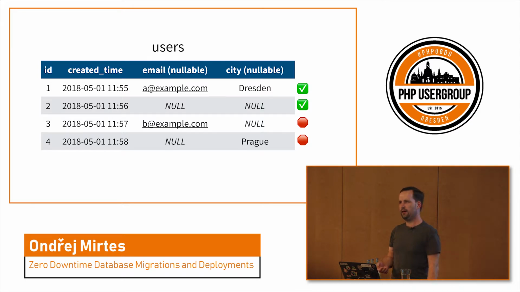So anywhere I see multiple nullable columns, or for example, multiple nullable parameters that are going into a method, I always suspect that only some nullability combinations are valid, which is also this case. We either want the user to have neither email nor city, or we want them to have both of them.